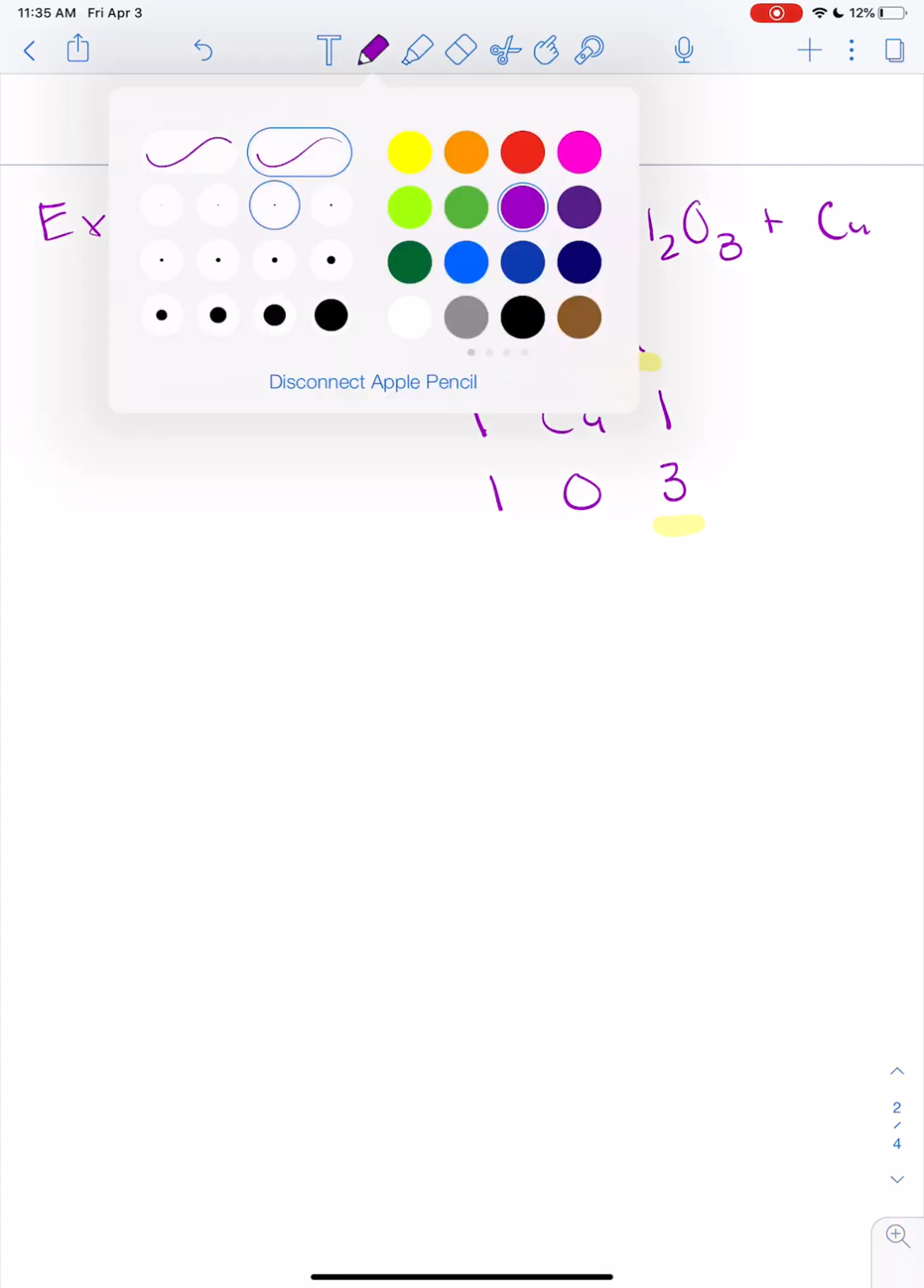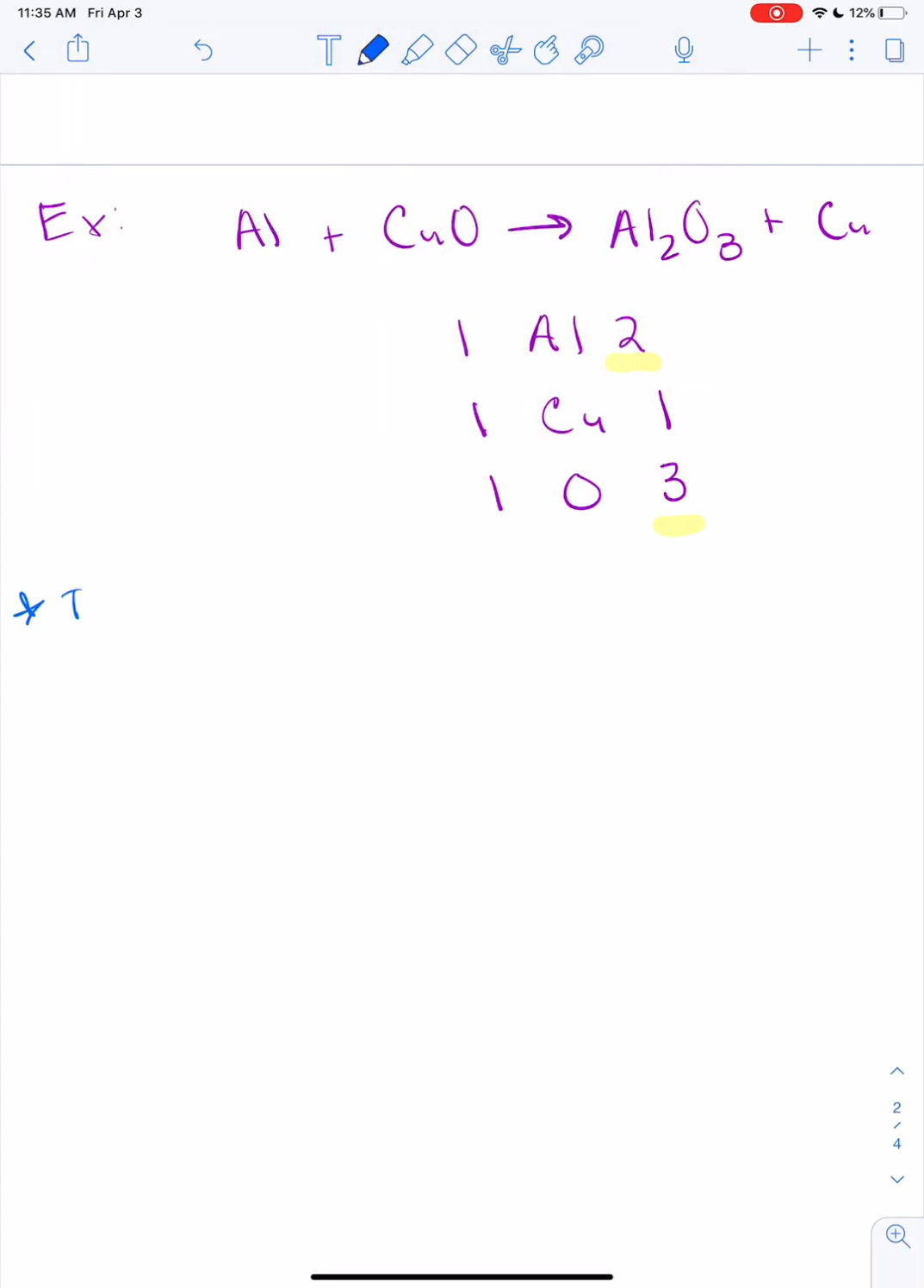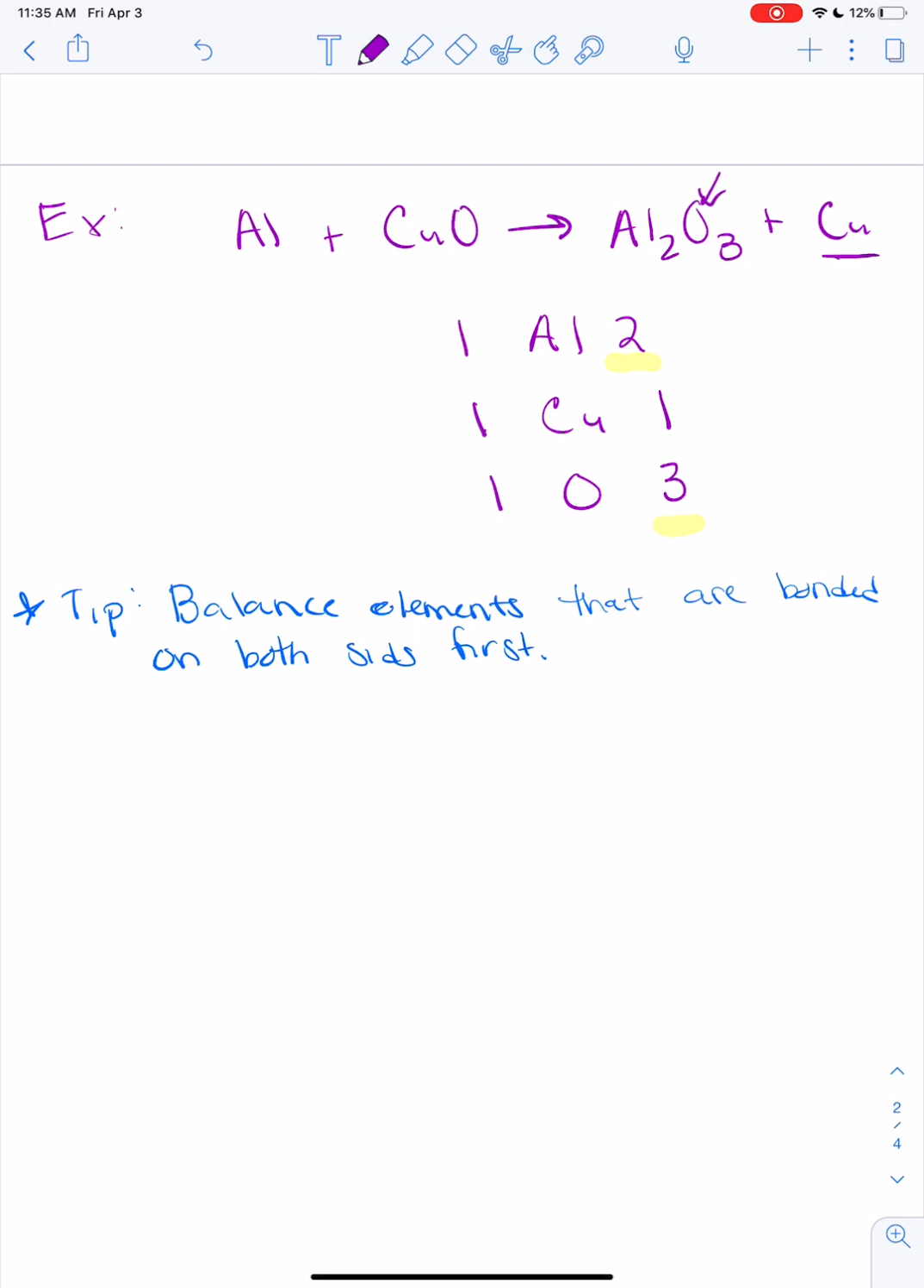So I can see here that there are actually going to be 2 things that are not balanced, aluminum and oxygen. So a quick tip here is it's good to balance the things that are bonded on both sides before you balance ones that are by themselves on one side. So balance elements that are bonded on both sides first, okay? So we can go back and see here that the copper is by itself on one side, but oxygen is bonded on both sides. So I'm going to start by balancing oxygen.